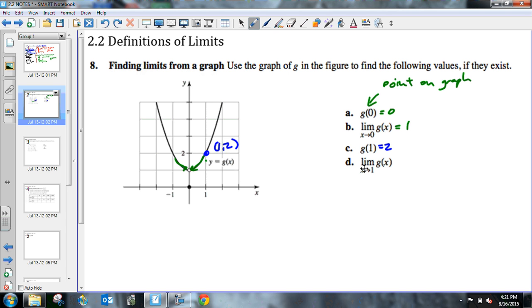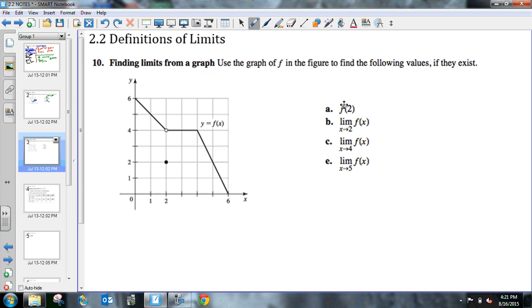Then it asks, well, what's the limit as x approaches 1 of g of x? As I approach 1 from the left and from the right of g of x, I'm also approaching the same value of 2. So basically what this is, guys, you're basically identifying points on a graph. You have limits that exist at holes and anywhere where you have a graph, if it's a continuous graph. So let's take a look at another one.